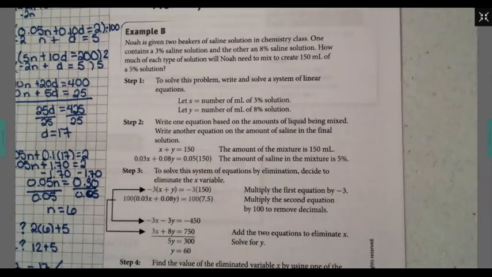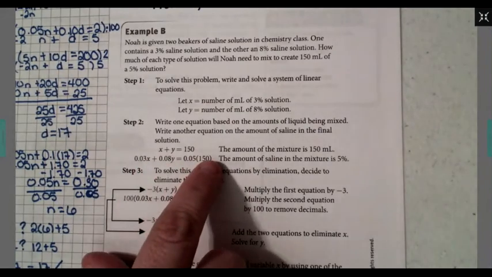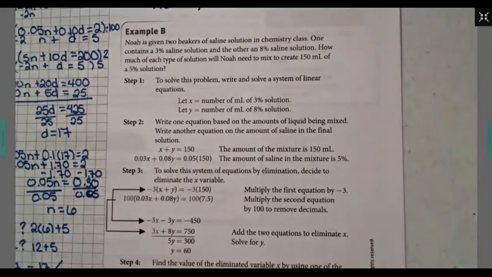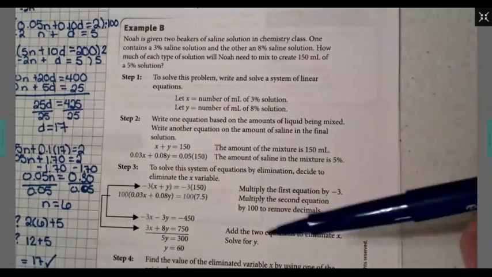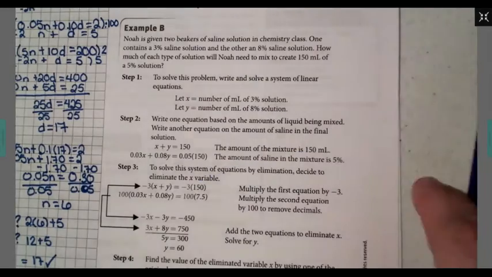So we know that we want 150 total milliliters, and we want it to be at that 5% mixture. And remember that our x's were 3% and our y's were 8%. And the total of the two should be 5%. To solve this system of equations by elimination, decide to eliminate the x variable.